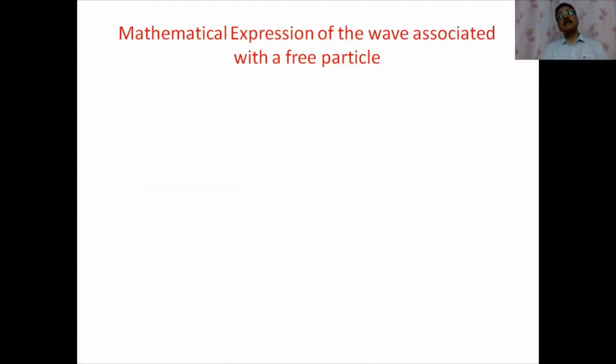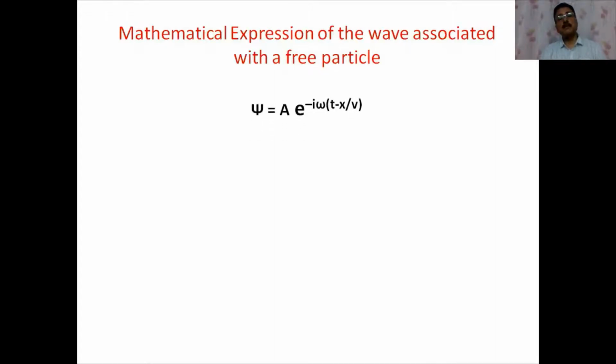Now, let us see the mathematical expression of the wave associated with a free particle. Now, there are two types of particle. One is a free particle. It has only kinetic energy. Another particle is one which is acted upon by a force. And if it is acted upon by a force, there is an interaction, and if there is interaction, there will be some interaction potential. So, a free particle has only kinetic energy, and a particle acted upon by a force will have some potential energy. So, we are talking about a free particle.